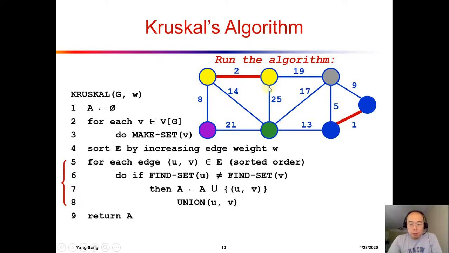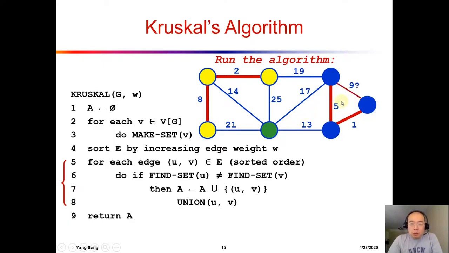And what's the next edge? The next edge is this 5. If I check whether those nodes belong to the same set, the answer is no. So I'm going to do the same thing. I'm going to color those two blue again, and 5 will be taken into the minimum spanning tree. And what's the next one? The next one is 8. For the 8, those two nodes belong to different sets. So I'm going to do a union, and this 8 will be part of the minimum spanning tree.